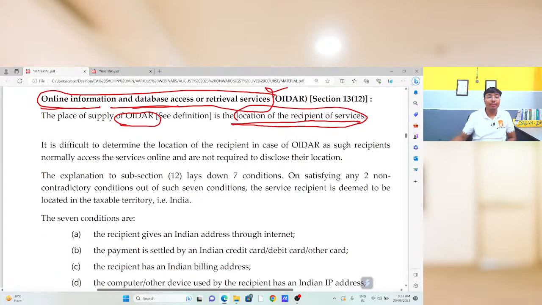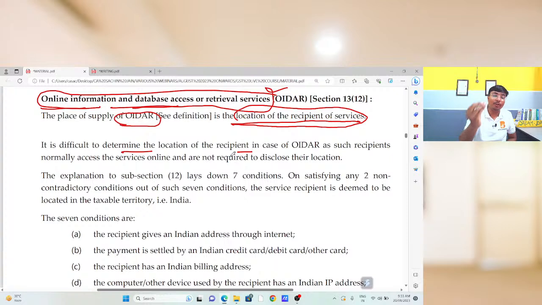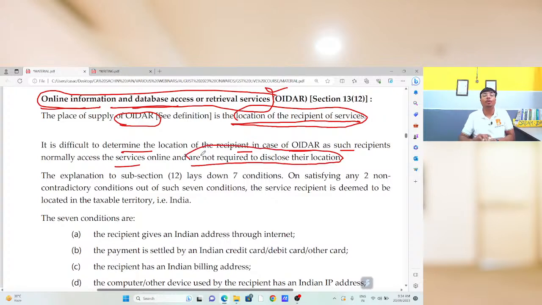Now it is difficult to determine the location of the recipient, because online I can access anything from anywhere, so in each and every situation the department is not going to check the IP address and location of that particular person. OIDAR recipients normally access the services online and are not required to disclose their locations. Also in our mobile software, when we open any application, they ask that you provide your location.